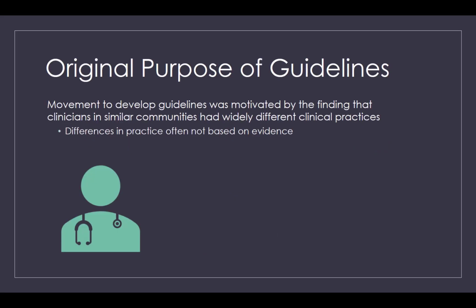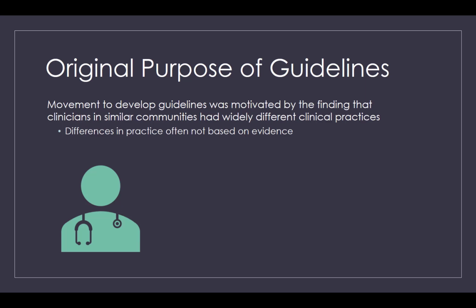Guidelines were originally developed as a movement that was motivated by the finding that many clinicians in very small communities had very different clinical practices, which shouldn't have been occurring. So differences in practice were often not based on evidence. And this is still widely prevalent today, and it's a major reason why we need more pharmacists and more evidence-based medicine more generally. But differences in practice may be prescribing different drugs, some of which may not be optimal for the same disease states. It could even be things about which patient should I hospitalize, which patients require surgery, and so forth. That's why there's so many different guidelines out there to try to standardize and guide practice from a critical and evidence-based standpoint.